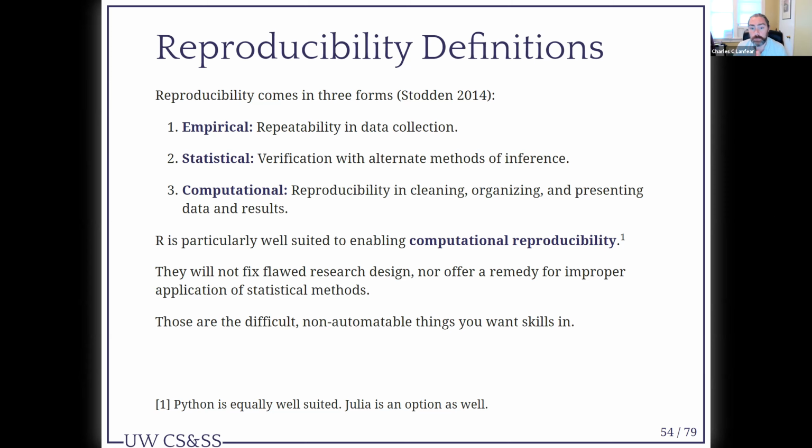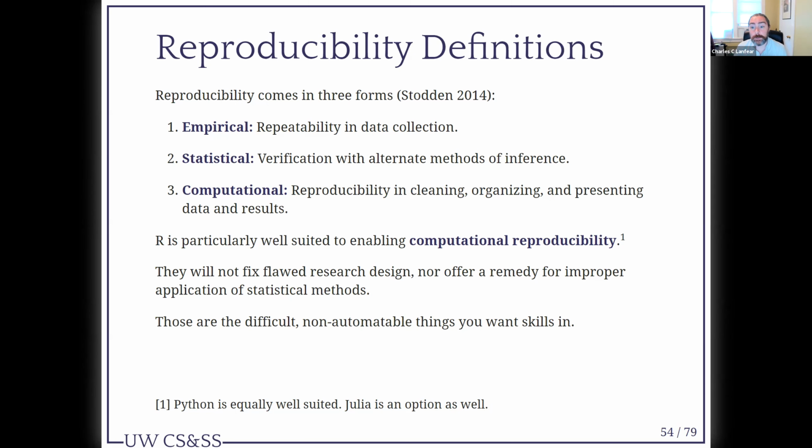It will also not remedy improper application of bad statistical methods, okay? So these things, research design and learning stats, are very difficult, non-automatable things that you want to develop skills in. Those are the important things you want to do. Computational reproducibility is something you want to automate as much as possible. You should make it so you don't have to think about it.